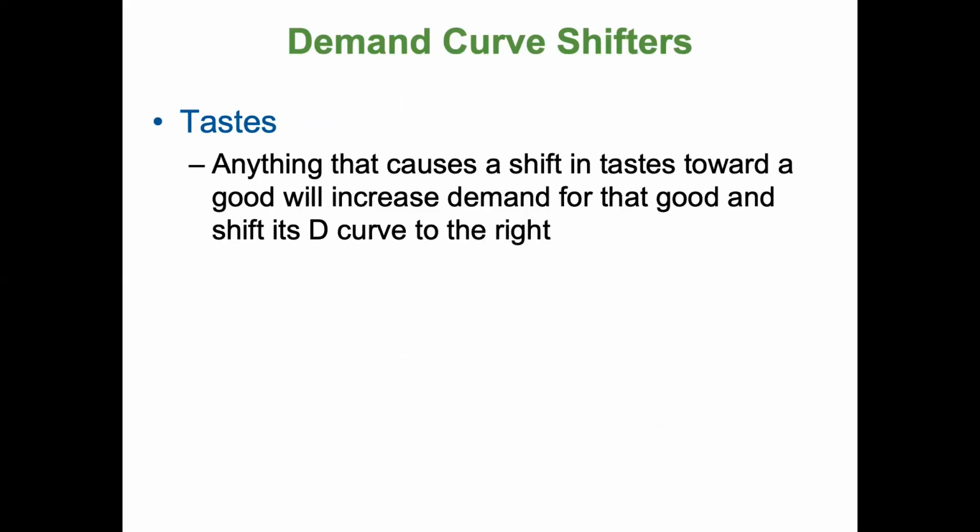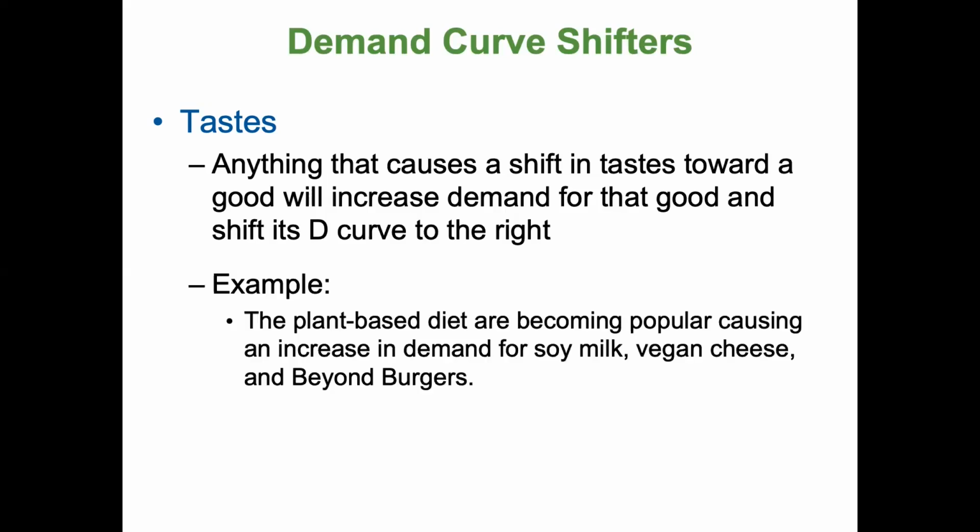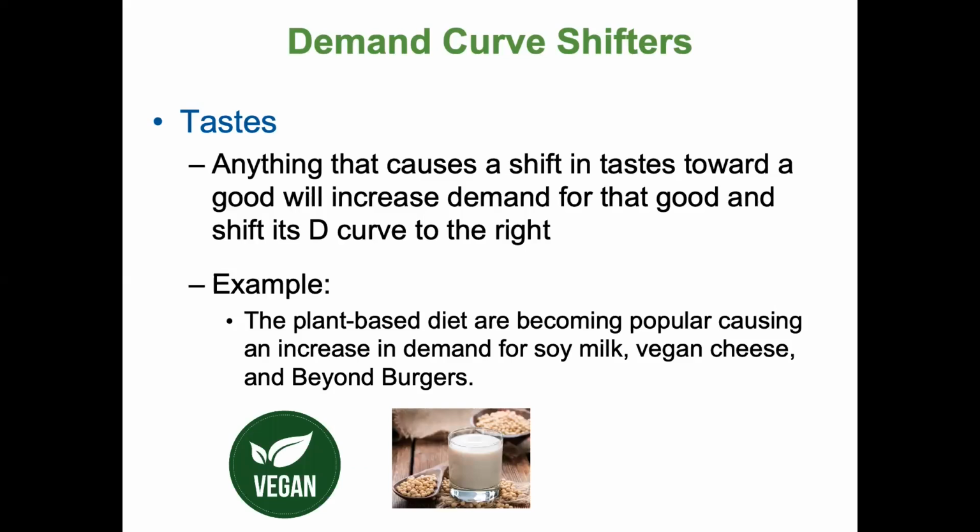Finally, taste is a demand curve shifter. Anything that causes a shift in taste towards a good will increase demand for that good and shift the demand curve to the right. For example, plant-based diets are becoming increasingly popular, causing an increase in demand for soy milk, vegan cheese, and Beyond Burgers.